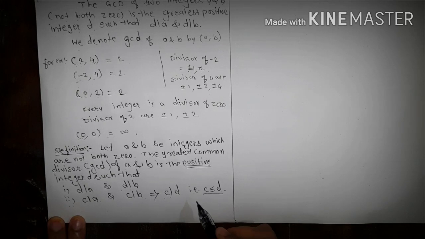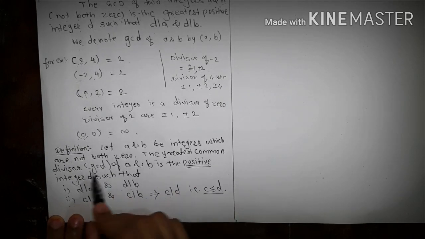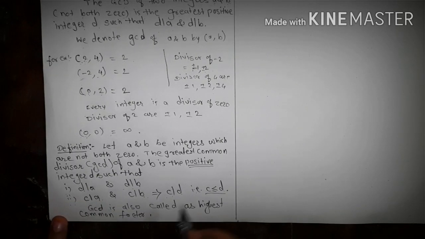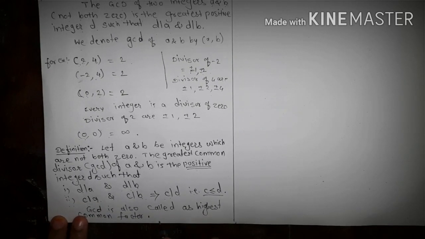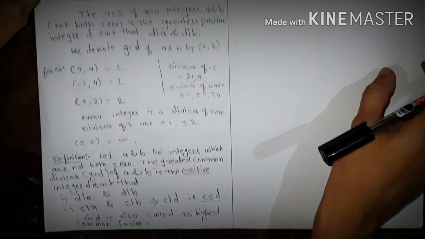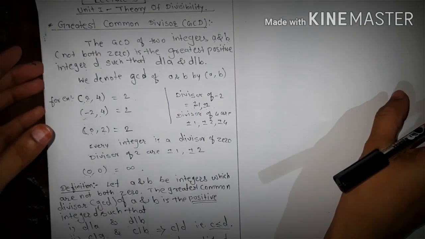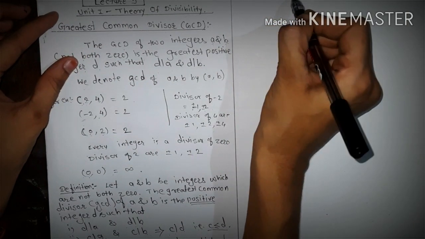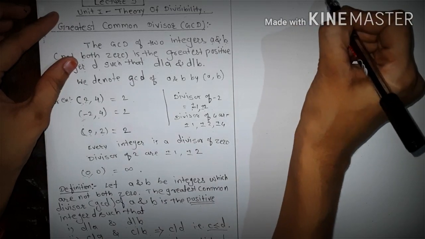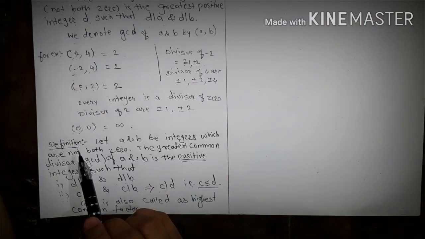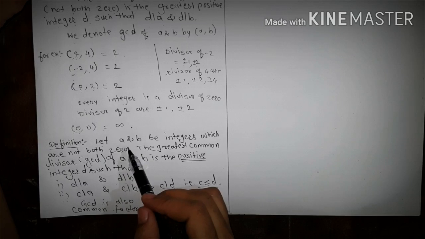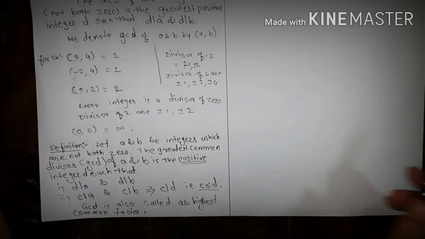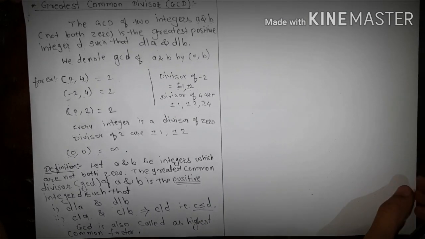Okay. This GCD is also called the highest common factor, and we denote it by (A, B) in round brackets. So this is our proper definition that we use in proving the theorems and results. Okay, so let's see some more examples on the GCD.